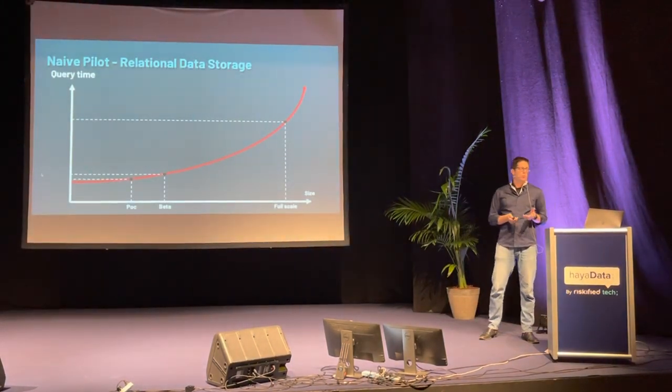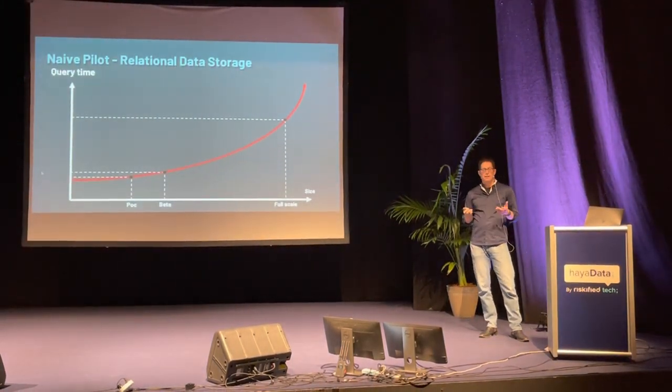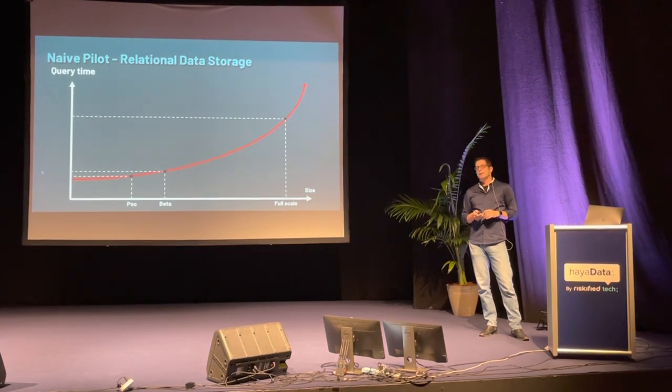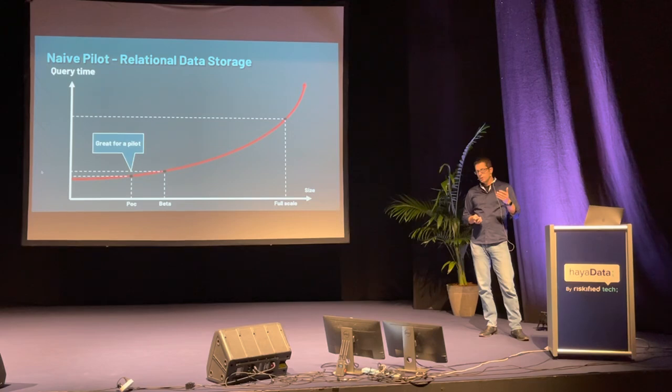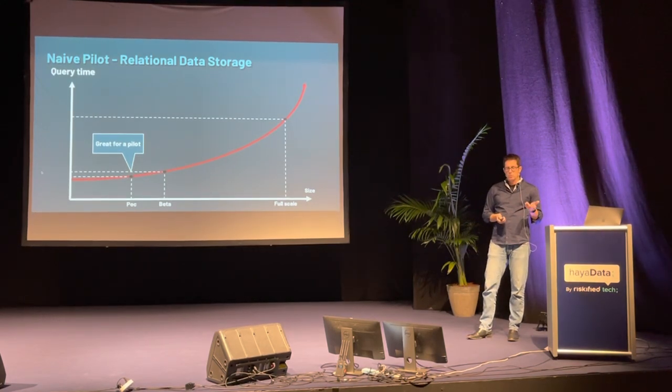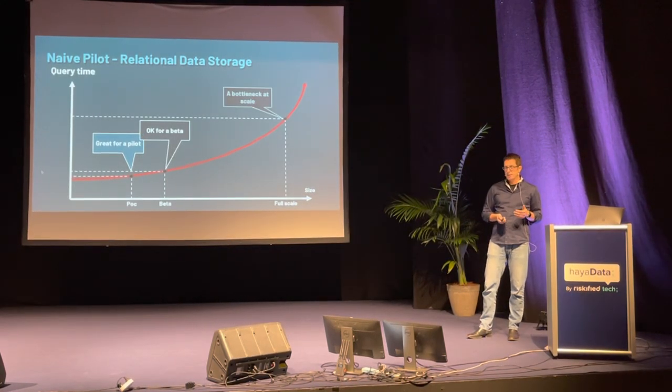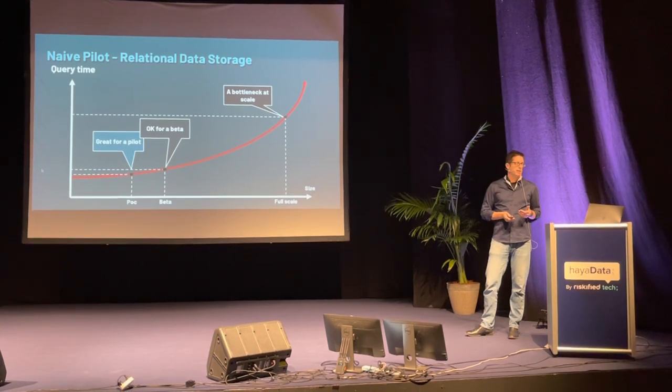So we started out with our naive pilot with a relational database. We knew it's not going to scale well, but this was great for experimenting, running a pilot, quickly making changes, so this was awesome. We had a nice run with it. It was great for a pilot, it was okay for a beta, but started becoming a bottleneck at scale.